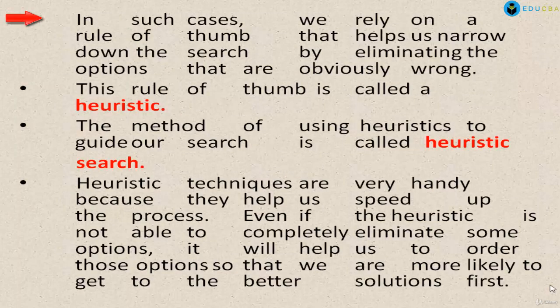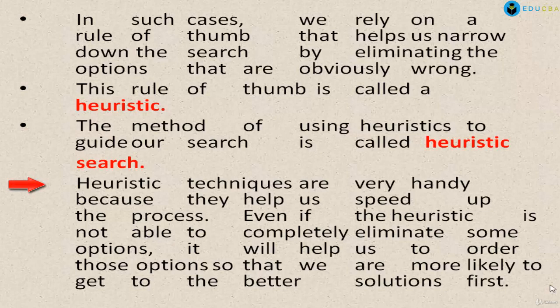So in such cases we rely on a rule of thumb that helps us narrow down the search by eliminating the options that are obviously wrong. So we have multiple options to solve our problem, and in that case we have to eliminate those options which are obviously wrong. This rule of thumb is called heuristic. Now what is heuristic search? It is that type of search in which we are eliminating the options that are obviously wrong. The method of using heuristics to guide our search is called heuristic search.